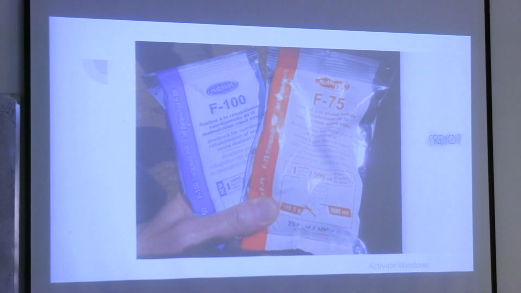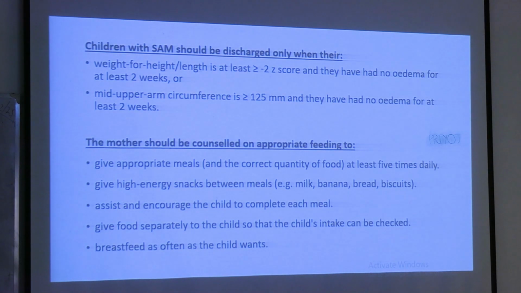This NRC treatment, this whole phase is under NRC. This is one of the examples of F75, F100 diet, these come in packets and they are used at NRC. Children with SAM should be discharged from the NRC only when their weight for height or length is at least more than -2 z-score, when the weight for height has been restored a bit and they have no edema for at least 2 weeks, or the mid-upper arm circumference is more than 12.5 centimeter and they have no edema for the last 2 weeks. So either they have regained their weight for height or they have increased the MUAC and there is no edema. That is the discharge criteria.